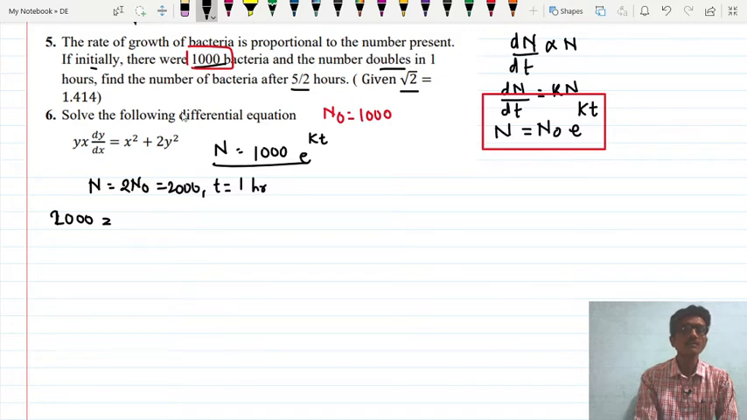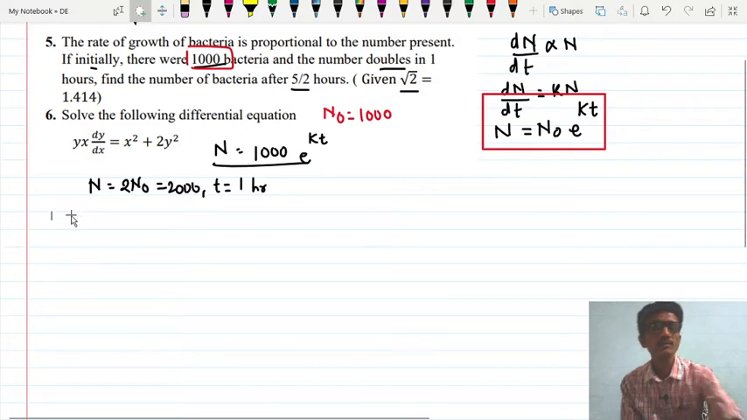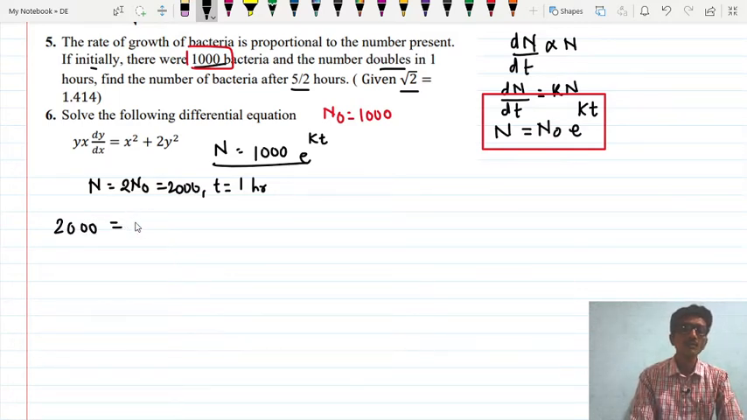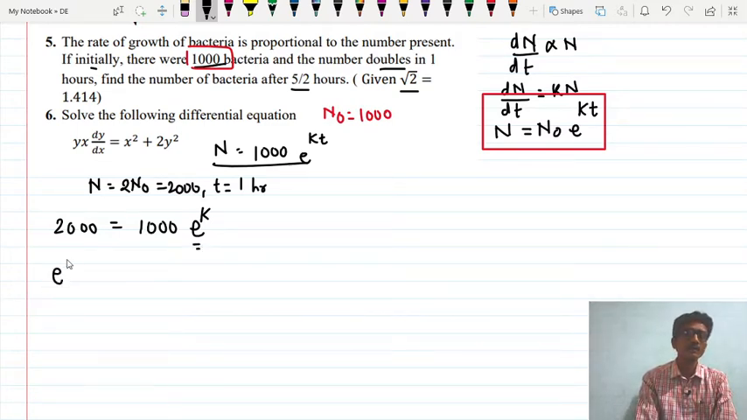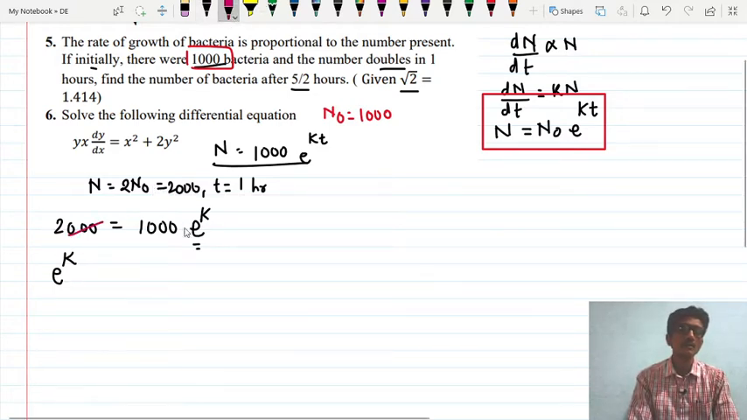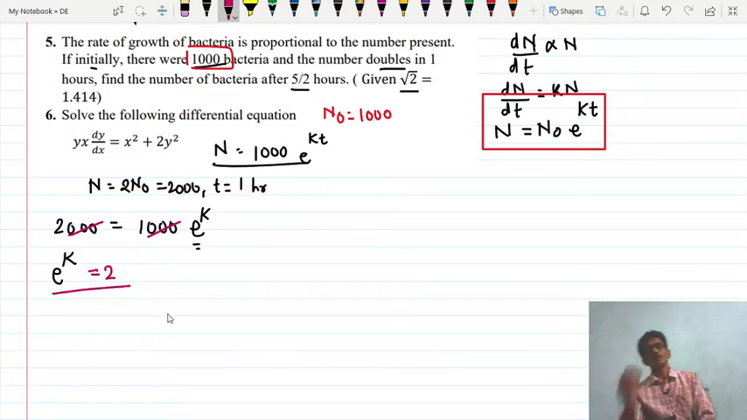Here it is 1000 and 2000. So 2000 is equal to 1000 into e raised to power k into 1, since the time is 1 hour. Therefore, e raised to power k will be equal to, see, this 1000 is getting cancelled here, and it is equal to 2. So thus we are getting e raised to power k is equal to 2.